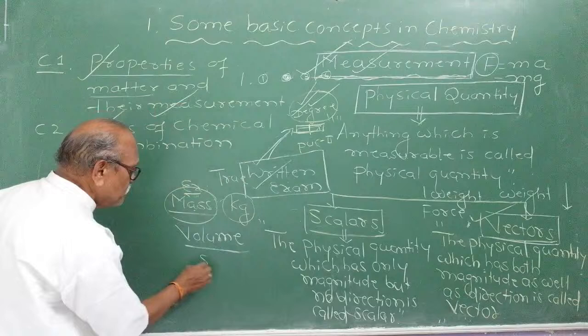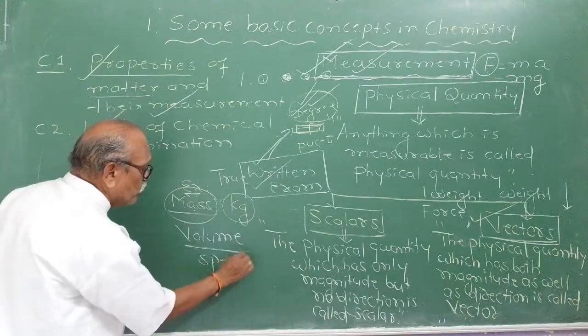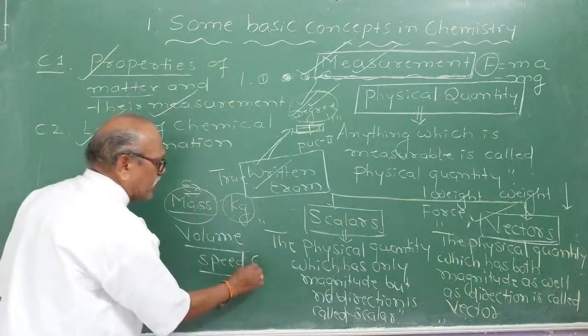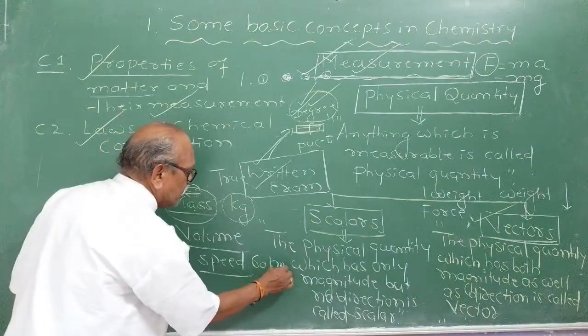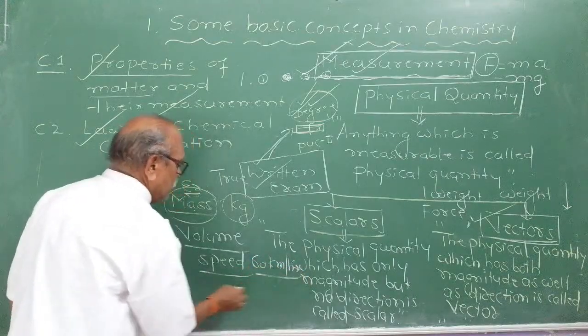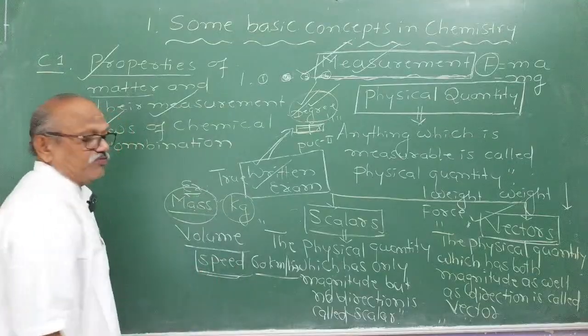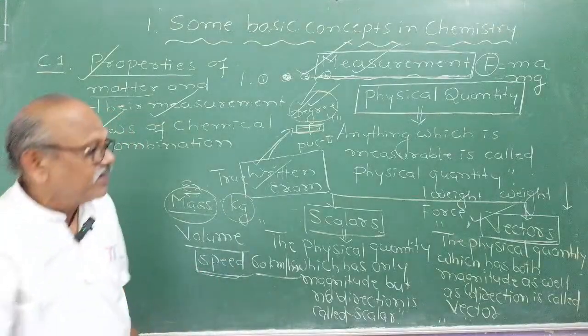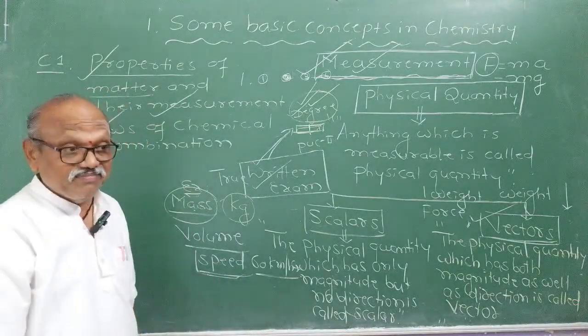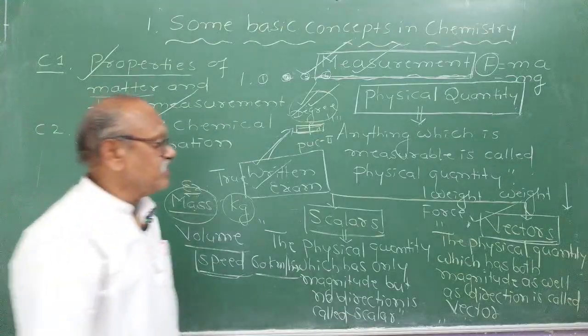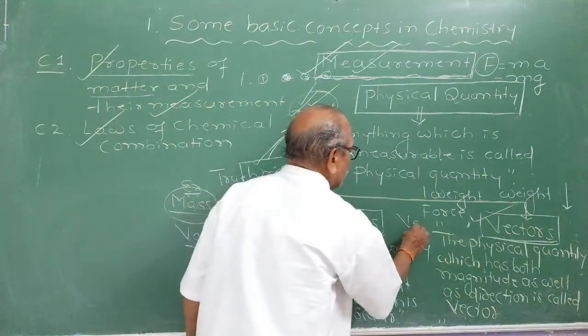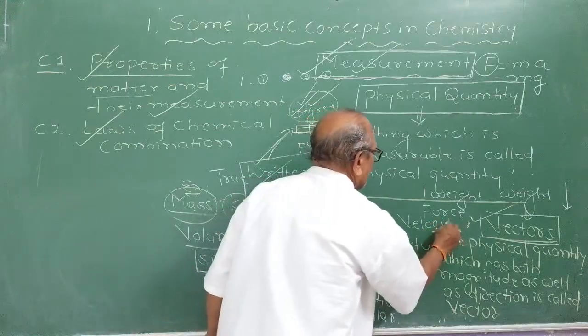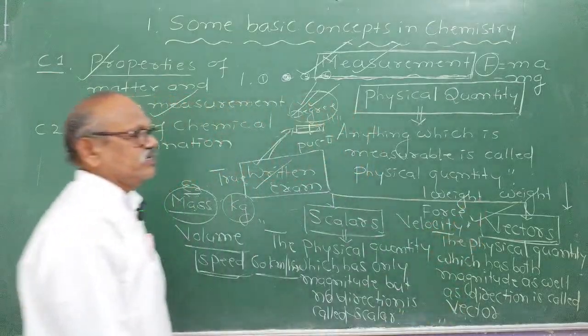Speed. Speed has no direction. 60 kilometers per hour, this is the unit used. Speed has no direction. Therefore, speed comes under scalar. What about velocity? Can anyone of you answer? Velocity comes under what? Velocity comes under vectors, my dear students.